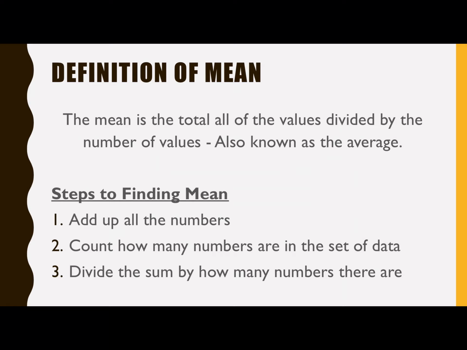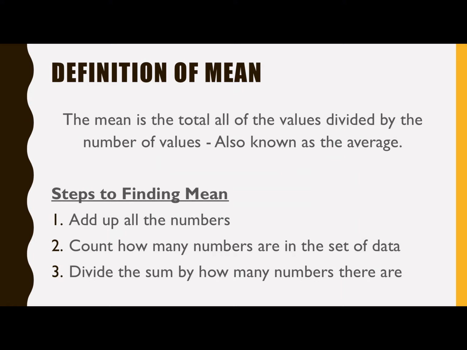So the steps to find mean are listed here. Step 1, we're going to add up all the numbers, or find the sum. Step 2, we're going to count how many numbers are in the set of data. You're going to be given a list and you just have to count how many numbers appear. Step 3, divide the sum by how many numbers there are. So you're going to take your sum from step 1 and divide it by your answer for step 2.